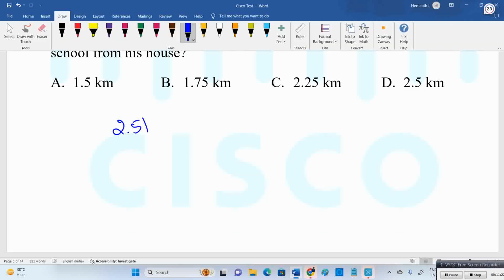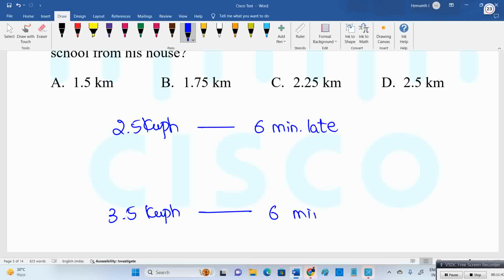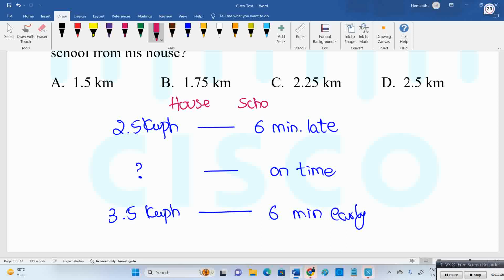With 2.5 kilometer per hour speed, the boy is 6 minutes late, and with 3.5 kilometer per hour from home to school, 6 minutes early. Sometimes they'll ask what speed you need to maintain to travel on time. That's the other question. But first here they're asking the distance. In all cases he is traveling from house to school, and they are asking the distance from house to school.